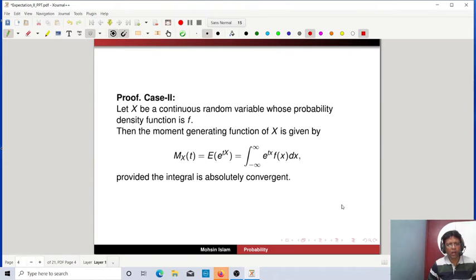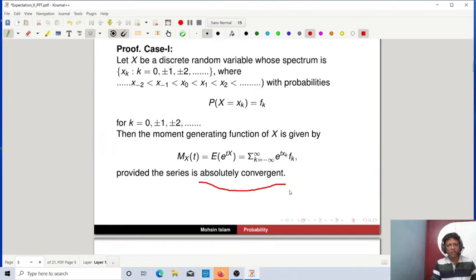Case 2: if you are talking about a continuous random variable, X is a continuous random variable whose probability density function is given by f_X, the pdf. You know the term pdf is used for the continuous random variable. The moment generating function will be an integration. This is the definition of the moment generating function, from the definition of expectation, where X is replaced by e to the power tX. So it's the integration from minus infinity to infinity of e to the power tx times f_X(x) dx, provided the integral is absolutely convergent. So this is the expression for the continuous random variable, and the earlier one is the expression for the discrete random variable moment generating function.